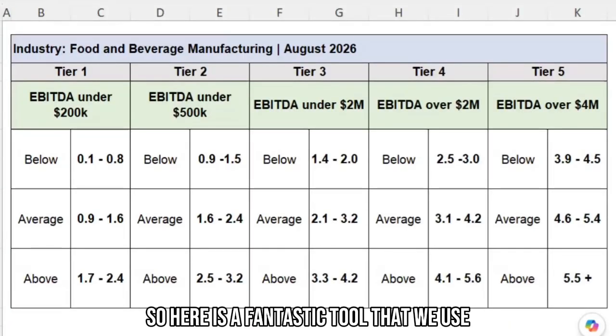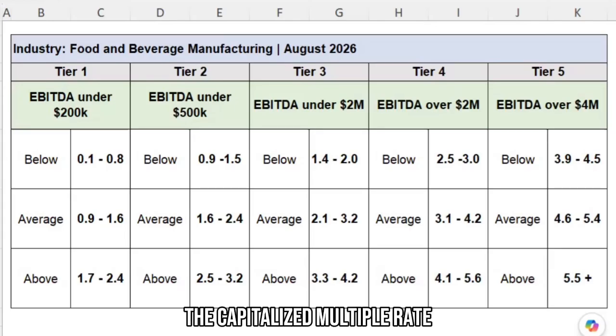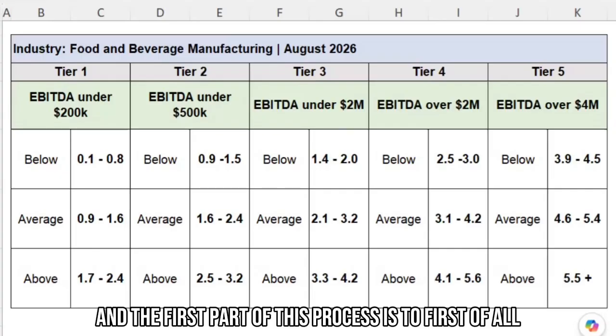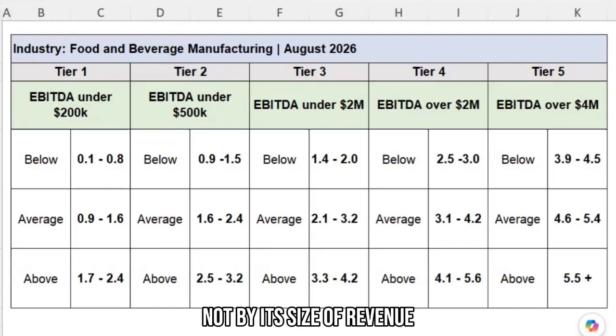So here is a fantastic tool that we use as one method of determining the capitalized multiple rate that we use to assess a business. And the first part of this process is to define the business by its size of profit, not by its size of revenue, not by its size of employee count, by its size of profit.